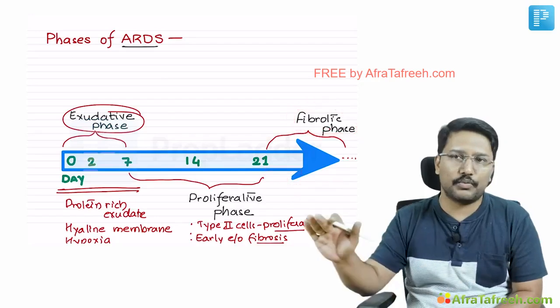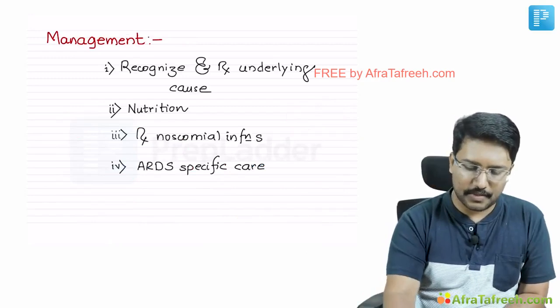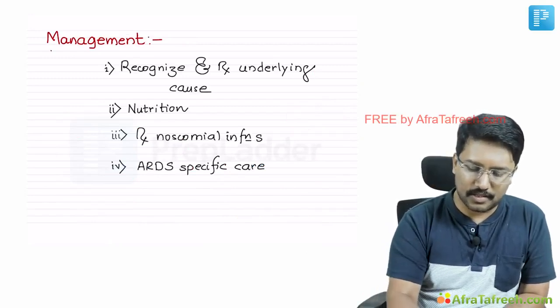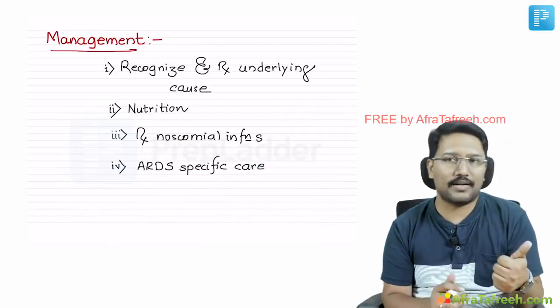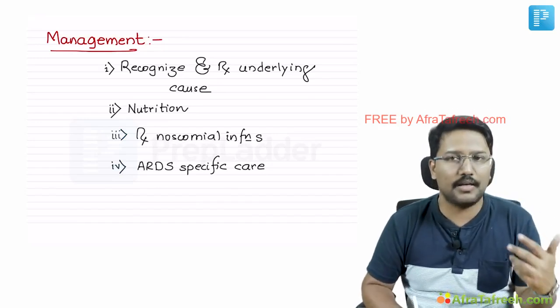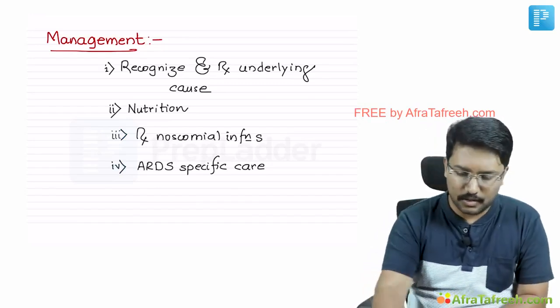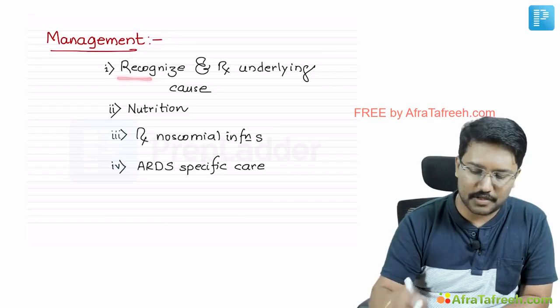Right? So that's the usual progression of the ARDS. Okay, now having learned the phases of ARDS, it's time for us to learn about the management of ARDS. We have already addressed the definition or the diagnostic criteria used based on the Berlin criteria. We have understood the causes and we have understood the basic pathophysiology. Now it's time for us to take a quick look at the management.